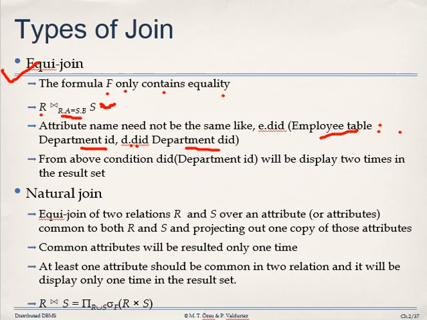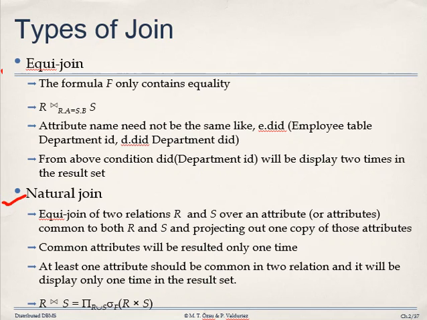So remember one thing, it is not the case that R and S should have the same attribute with the same name. Names can be different. So from the above condition, DID, that means department ID, will be displayed two times in the result set. Remember one thing, in the result table we have two department IDs, because R contains the department ID and S also contains the department ID. So in the result table we have department ID two times.